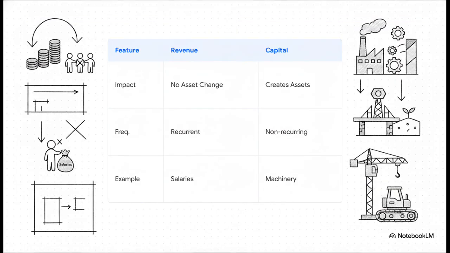And looking at our blueprint side by side really illustrates this contrast beautifully. Revenue spending is a recurrent year-after-year maintenance cost with zero asset creation. Think stuff like salaries and pensions. Capital spending, on the other hand, is a non-recurrent structural investment that physically builds the state's foundation. Again, think land, machinery, and big infrastructure projects.